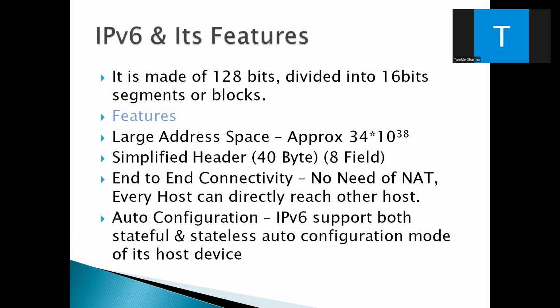IPv6 and its features. IPv6 is made of 128 bits divided into 16-bit segments or blocks. The features of IPv6: large address space, approximately 3.4 × 10^38. Then simplified header, 40 bytes, 8 fields. End-to-end connectivity, no need for network address translation. Every host can directly reach other hosts.